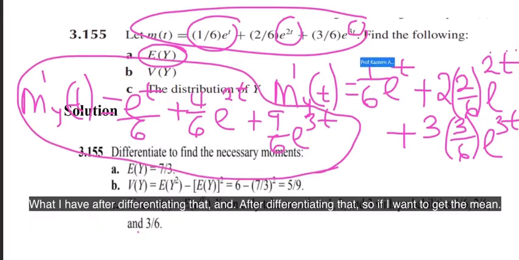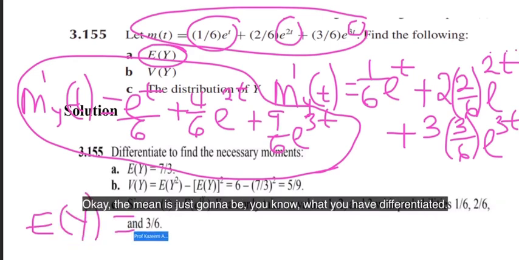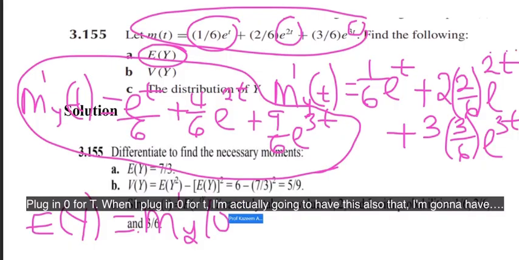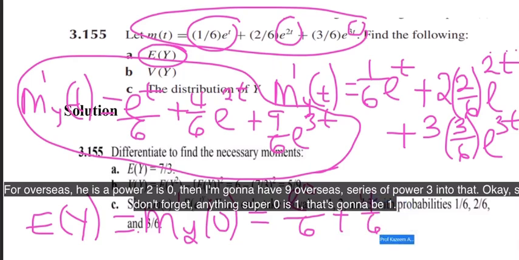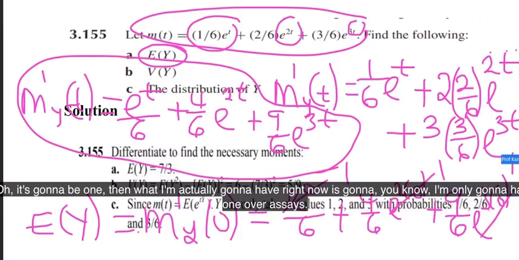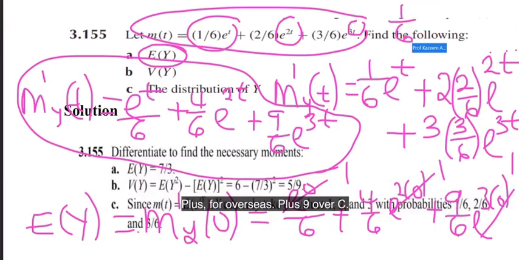If I want to get the mean, the mean is just what you have differentiated, with 0 plugged in for t. When I plug in 0 for t, I'm going to have 4 over 6 e raised to power 2 times 0, then 9 over 6 e raised to power 3 times 0. Don't forget, anything raised to power 0 is 1. So I'm only going to have 1 over 6 plus 4 over 6 plus 9 over 6.